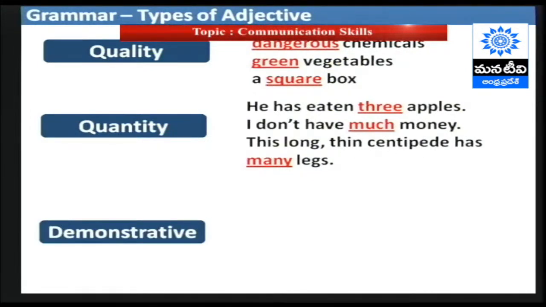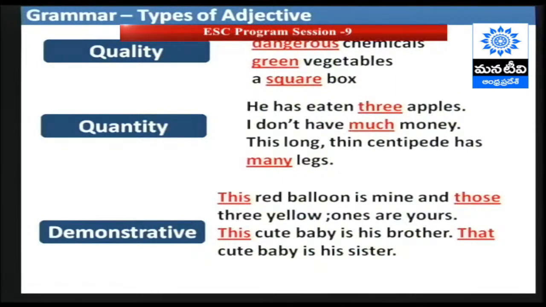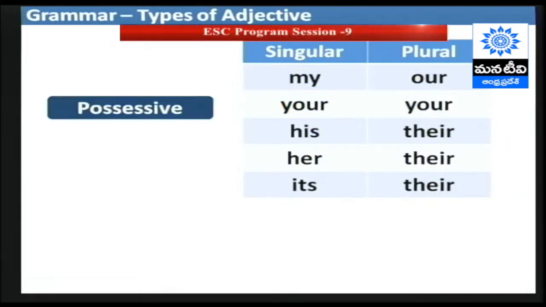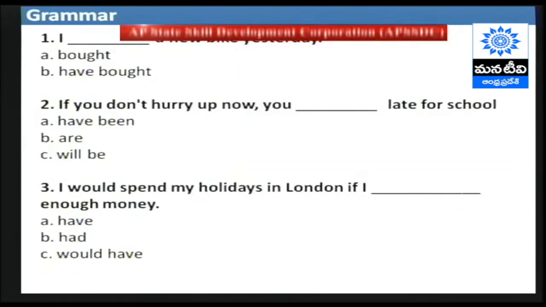Demonstrative, something that is displaying or demonstrating. This red balloon is mine and those 3 yellow ones are yours. This cute baby is his brother. That cute baby is his sister. So anything that is denoting something is also an adjective. Now adjectives in terms of singular and plural also you need to know. For example, my will become our, your will remain same, his, her, its. Remember I spoke about the possessions. So that's a possessive adjective. Now here are some more examples to quickly test your knowledge.